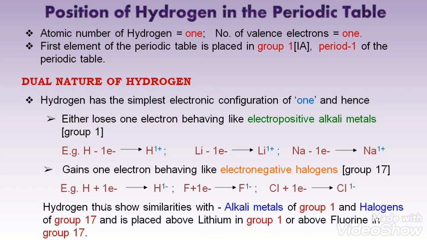So now we can say hydrogen shows similarities with alkali metals of group 1 and that of halogens of group 17, and hence it is placed above lithium in group 1 and above fluorine in group 17. So its dual nature is one behaving like electropositive alkali metals, the second behaving like electronegative halogens, and hence it is placed in both the groups, alkali metals and halogens, that is group 1 and group 17 respectively.